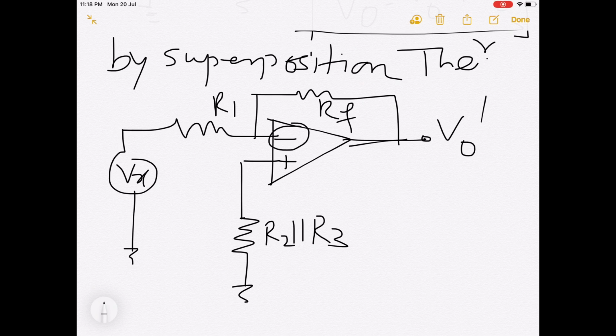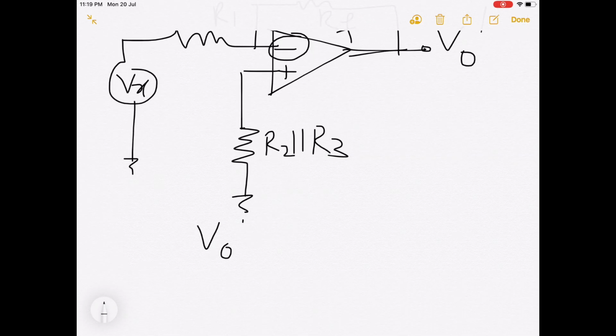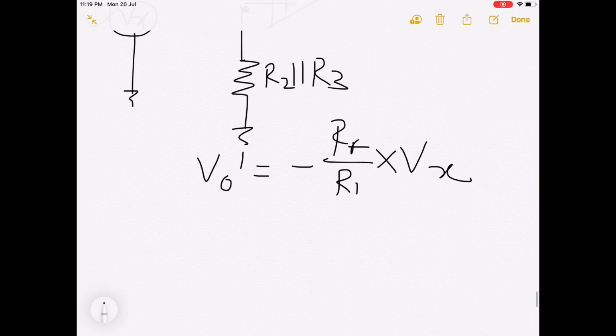Inverting terminal. That means this is an inverting amplifier circuit, and the inverting amplifier output VO dash is equal to minus RF upon R1 into Vx, that means the input voltage applied at Vx. So VO dash is equal to minus RF by R1 into Vx. So this is equation number 1.